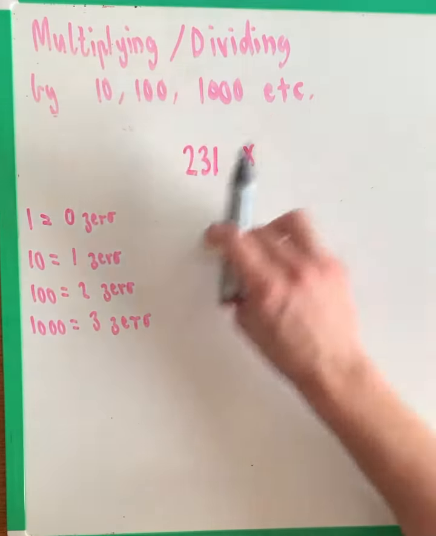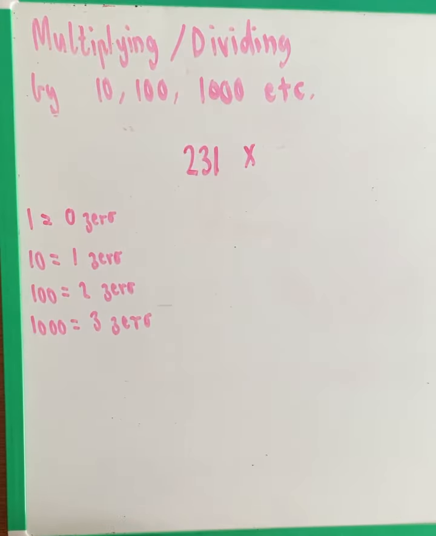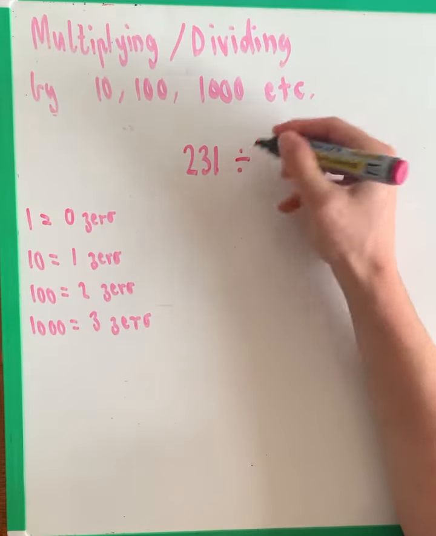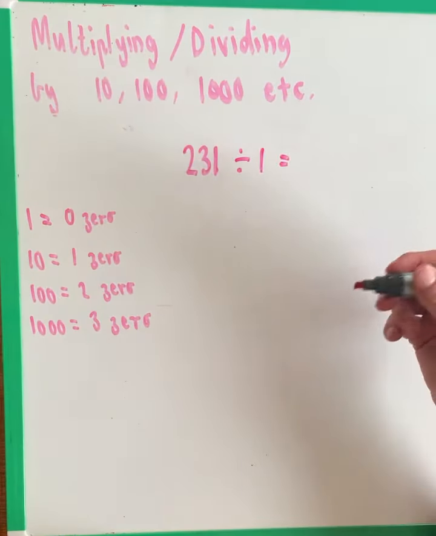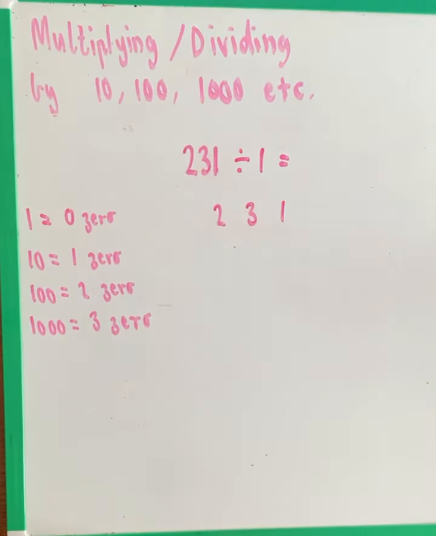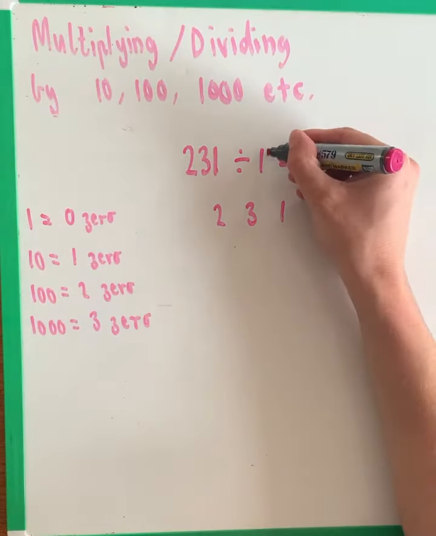So the dividing is a little bit different. It's probably a little bit more tricky, but in a way it works the same way. So this time if I divide by 1, 231 divided by 1 is 231. I'm just going to spread these digits out a little bit. Now that's all fine and dandy because we know that 1 fits into 231 times. Where it gets a little bit more tricky is when we're dividing by 10.